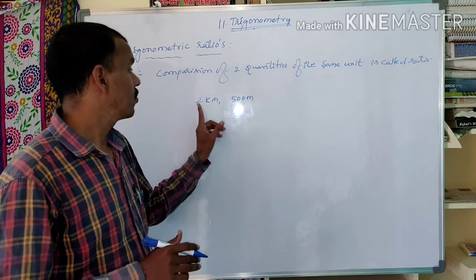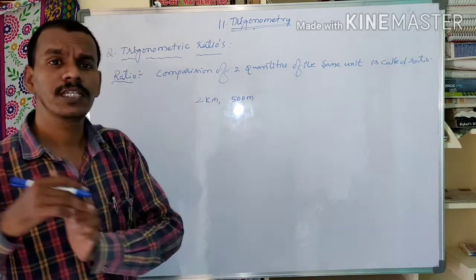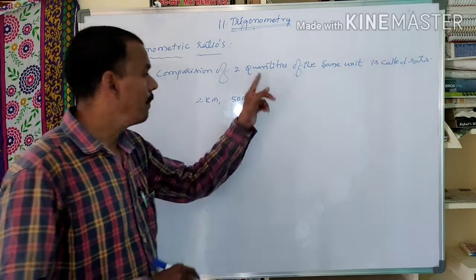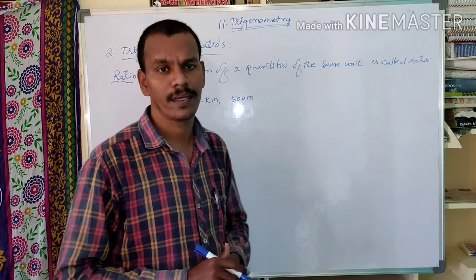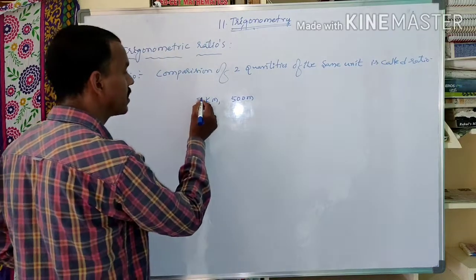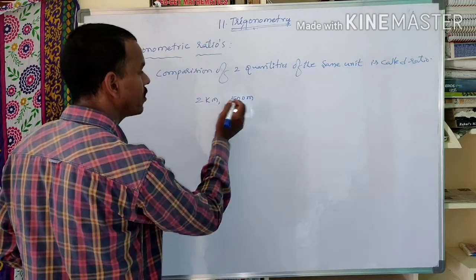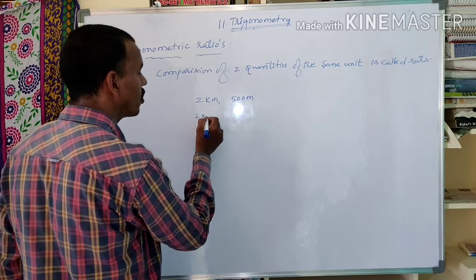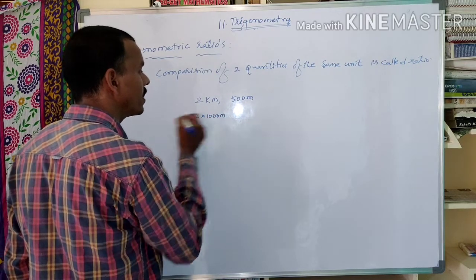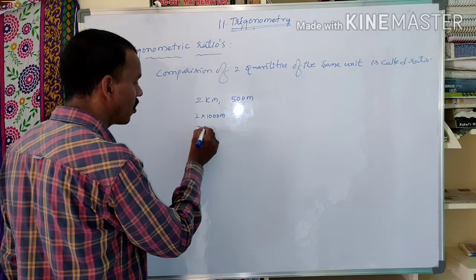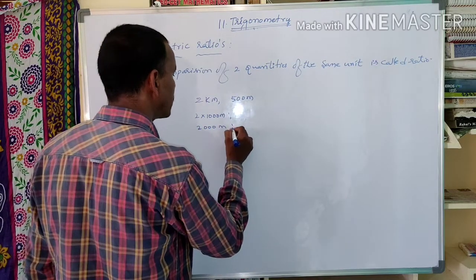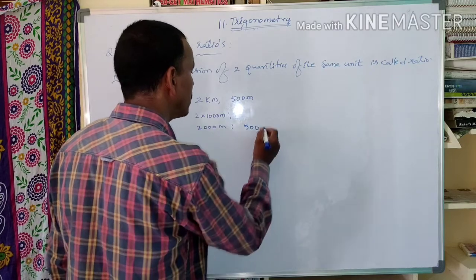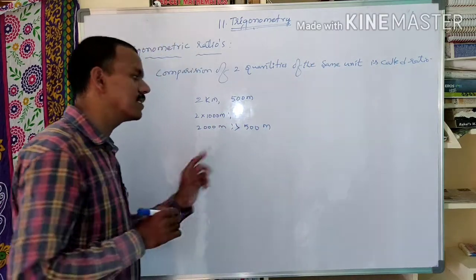That's why these kilometers are converted into meters, or otherwise meters are converted into kilometers, then it is possible to compare. So 2 kilometers, when we are comparing in meters, 2 into 1 kilometer is how many meters? 1000 meters. So that is equal to how much? 2000 meters. So now 2000 meters and 500 meters, which is the greatest? 2000 meters is the greatest.